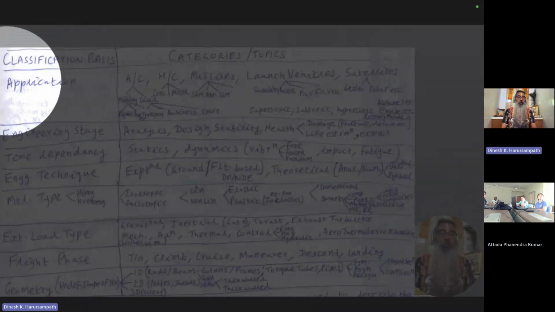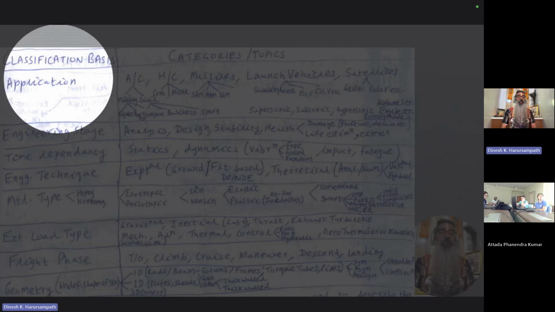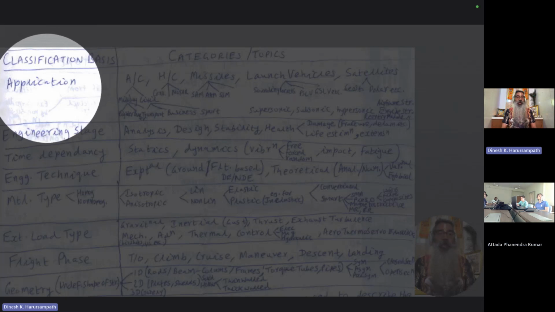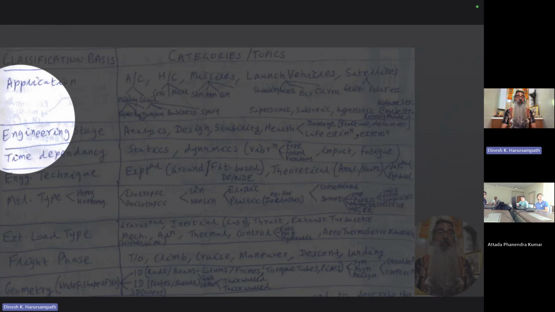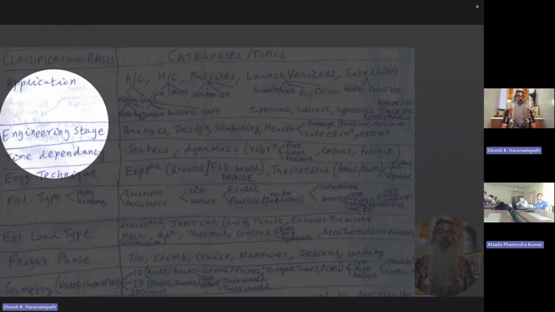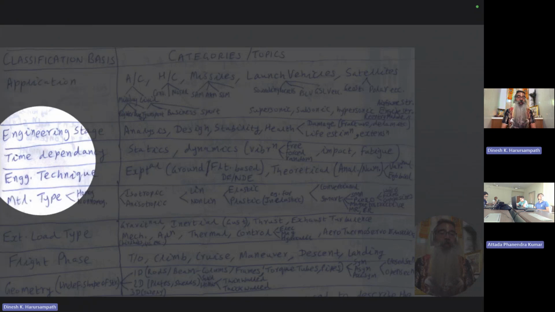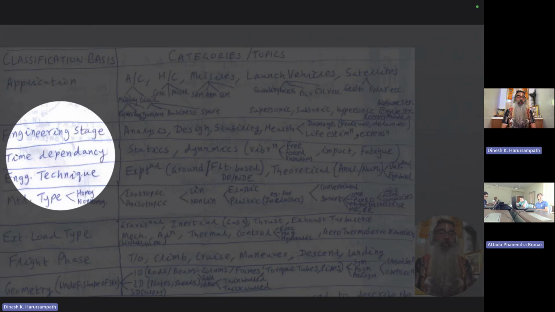So what we're going to start off with is the basis of classification. There are many different ways in which we can classify. The first one that I was just talking about is based on the application: what kind of vehicle eventually the structure that we are designing or analyzing will get into. Next, we'll look at the engineering stage, in which stage of the engineering we are dealing with the structure. And then we will look at the time dependency of the overall model that we are going to be using for the structural analysis.